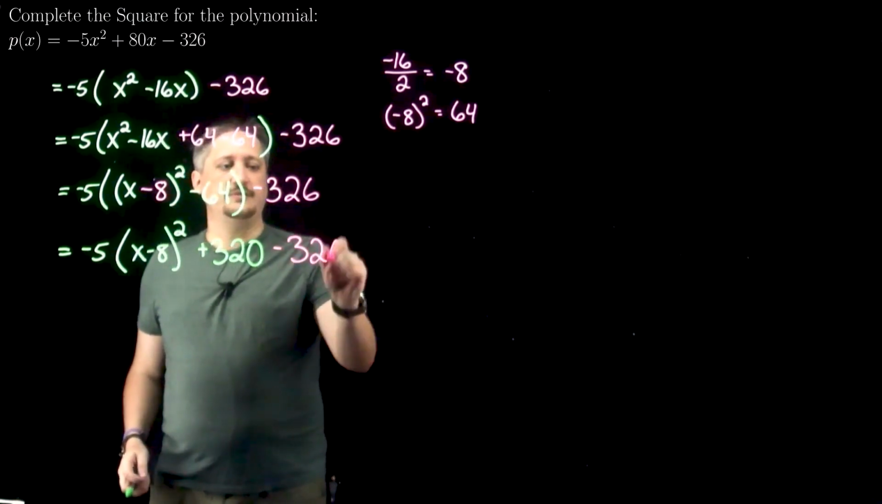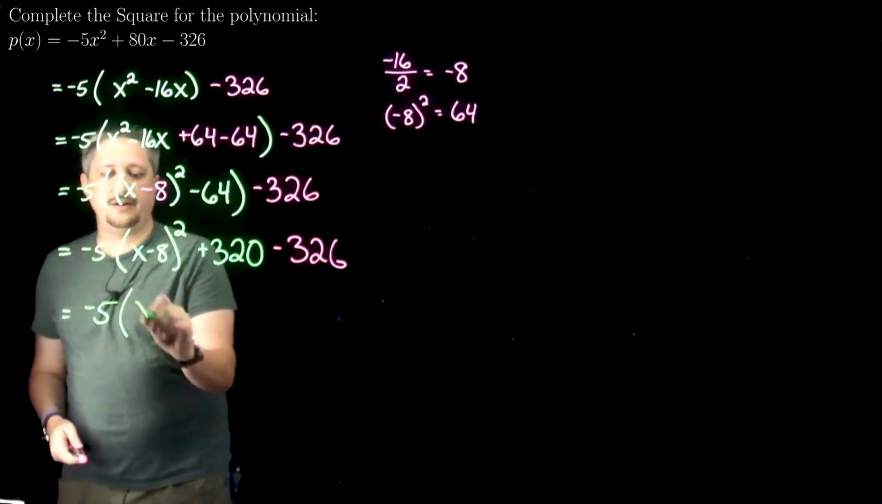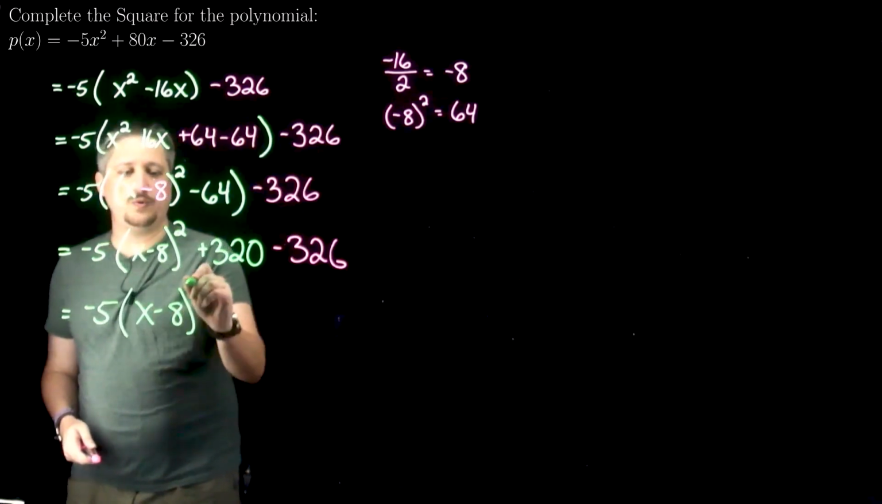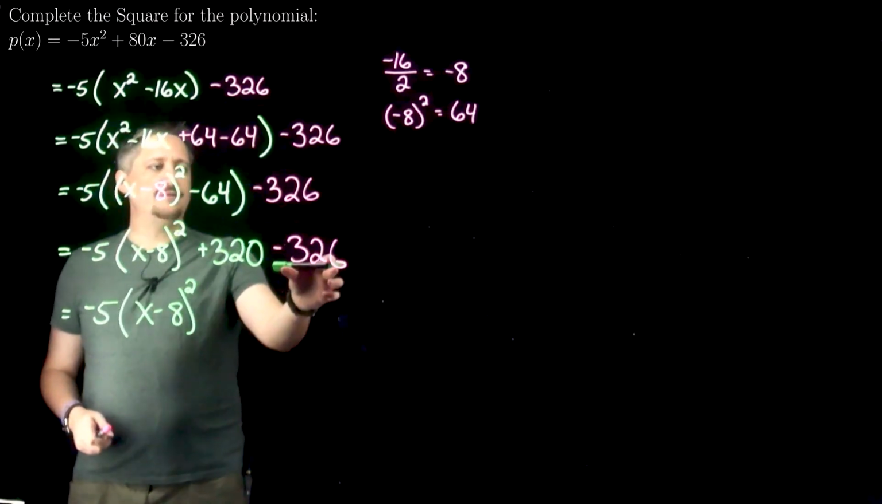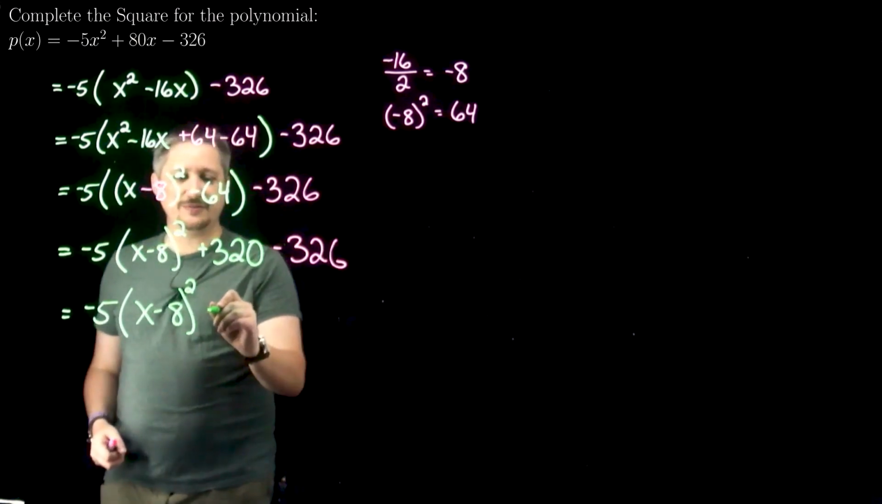Minus 326. And then simplify. So I'm going to still have -5 times (x minus 8) squared. 320 versus 326. They're off by 6. The negative is bigger, so it wins. So I'm going to get -6.